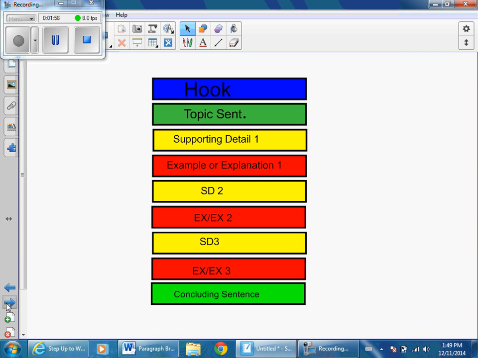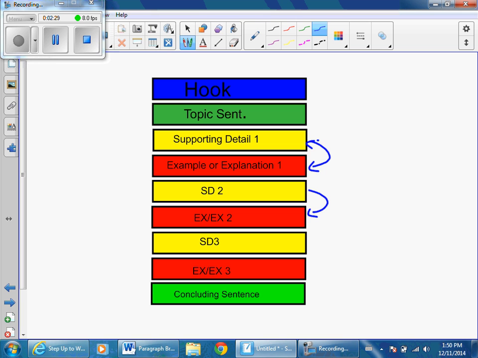So, in a standard expository or persuasive paragraph, if you were to actually break it down and piece it together, it should look like this, with the hook being the very first thing, followed by the topic sentence. And now as you look down, you can see that supporting details alternate with the examples or explanations. And as you can see, the examples or explanations are directly attached to each other.